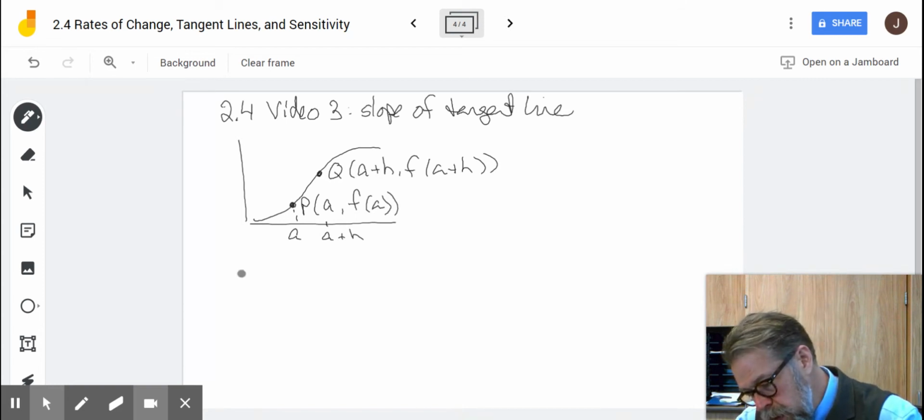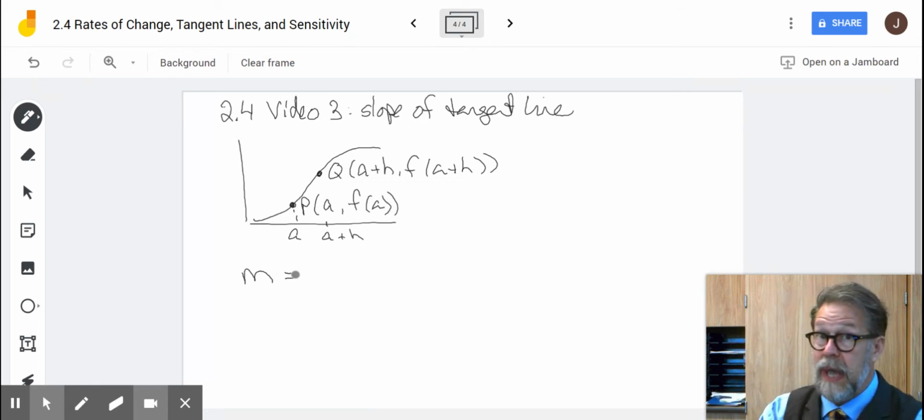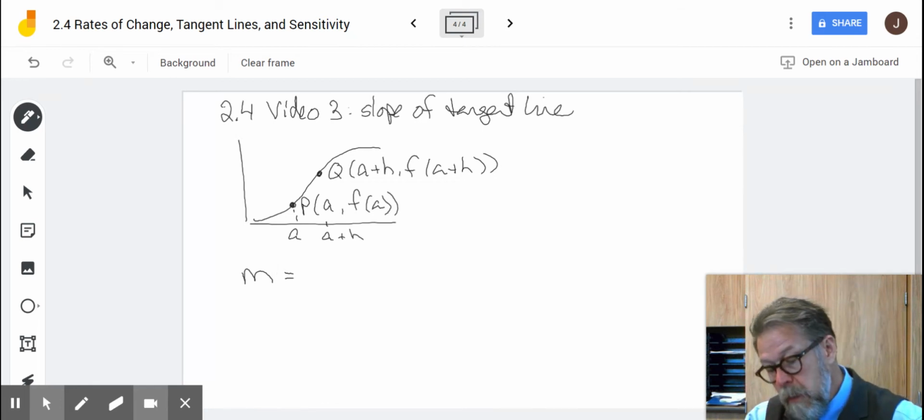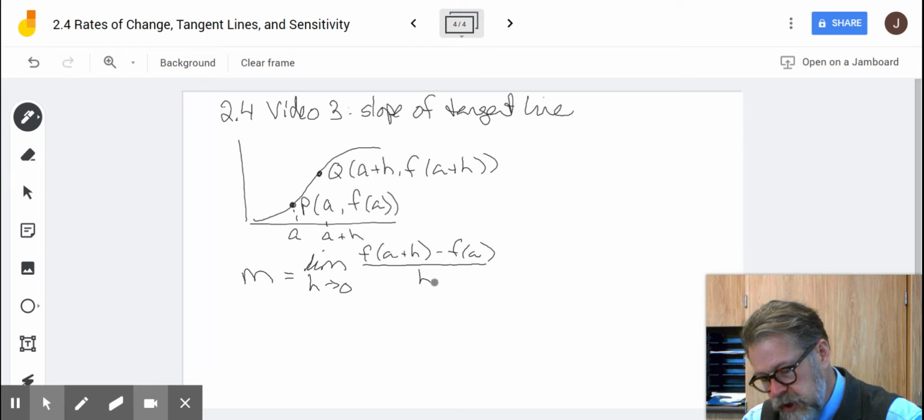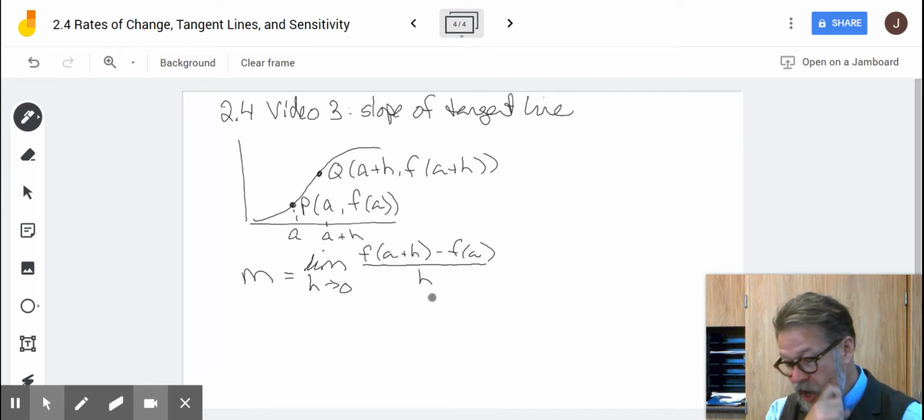And the slope of the tangent line is going to be equal to, notice I'm using m, slope of a line. The slope of the tangent line is going to be equal to the limit as h goes to 0 of f of a plus h minus f of a, all divided by h. Change in y over change in x.